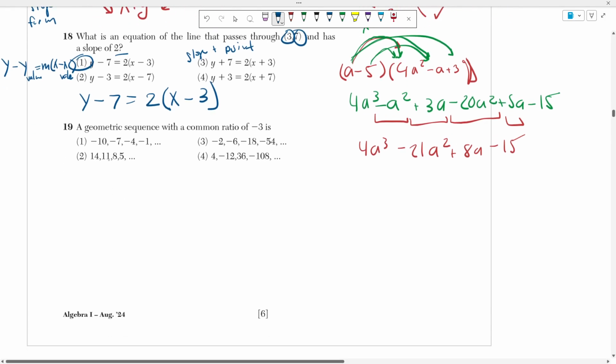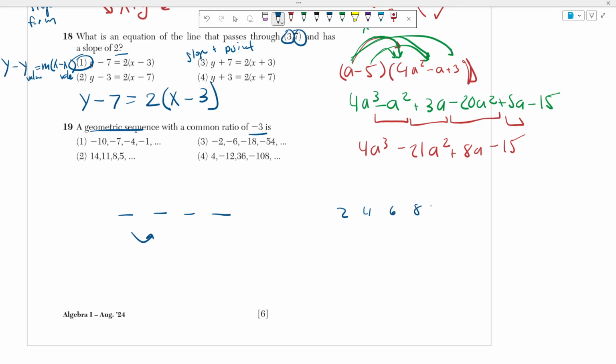Number 19 says that a geometric sequence with a common ratio of negative 3 is what? So a geometric sequence is going to be a sequence of numbers that are related by multiplication. So for example, 2, 4, 8, and 16. This is a geometric sequence because to get to the next number, they have the same rule of multiplication. You just multiply it by 2, right? Every number in this sequence, to find the next one, you multiply the previous one by 2. That's what makes it a geometric sequence.